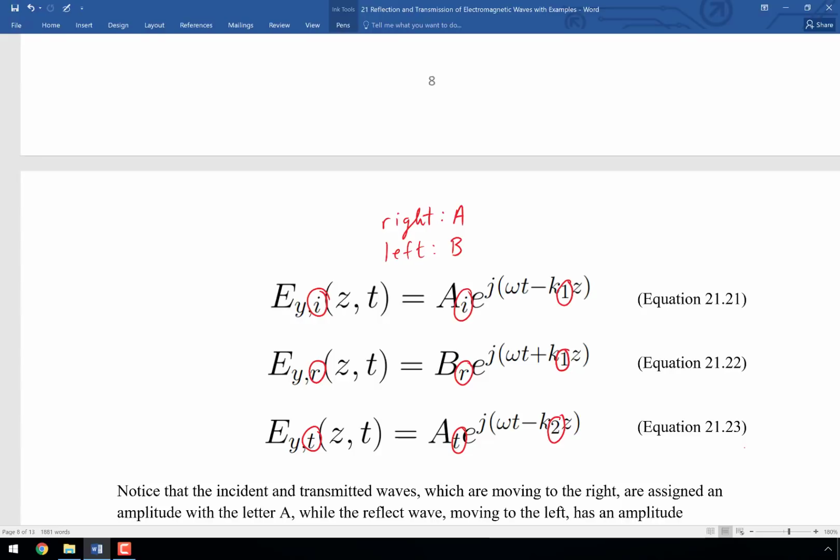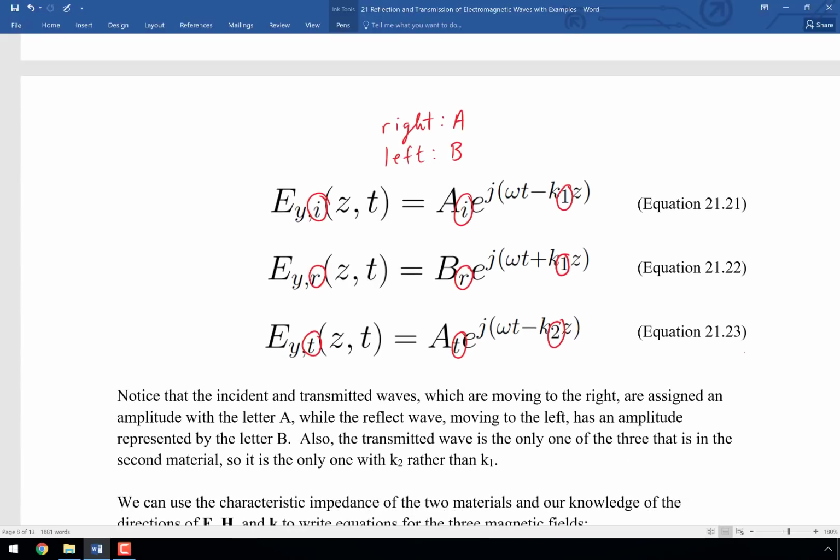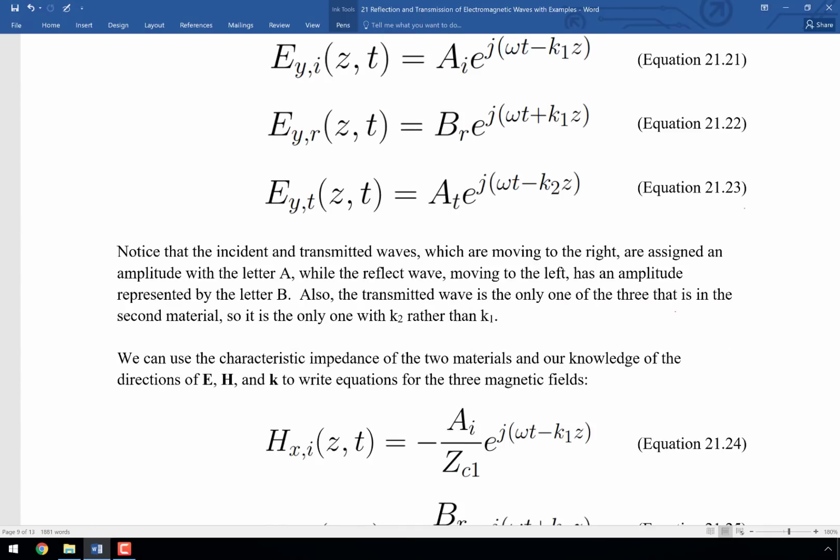Also notice that the incident wave is moving to the right, so that's a negative sign, and the transmitted wave is moving to the right, so that gets a negative sign, but the reflected wave is moving to the left, so that gets a plus sign. So we got a lot of different relationships here. I'm going to erase all of these marks now because I want you to be able to see clean versions of the equations. But just remember that there was a lot of thought that went into writing these equations.